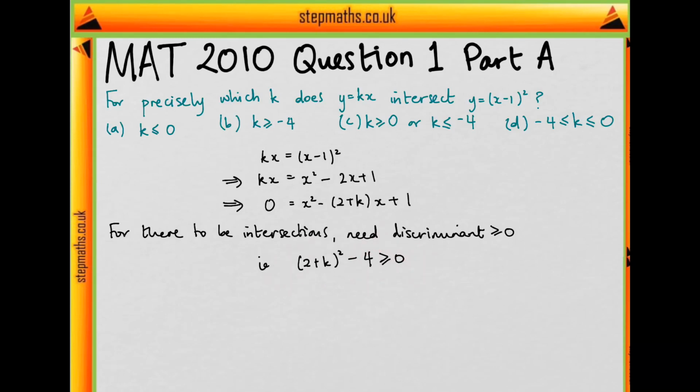Okay, if we try to rearrange this to get a condition on k, first I'm going to take the 4 onto the other side of the inequality, and now I suppose we'll want to take square roots of both sides. But remember, we don't know that 2 plus k is positive, so we'll have to be careful when we take the square roots.